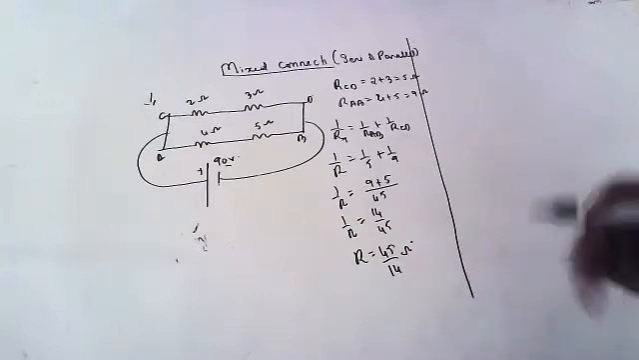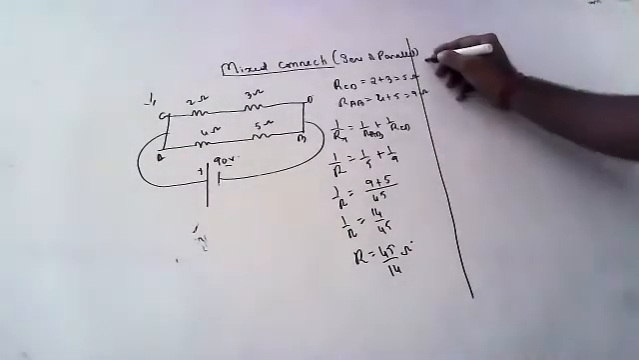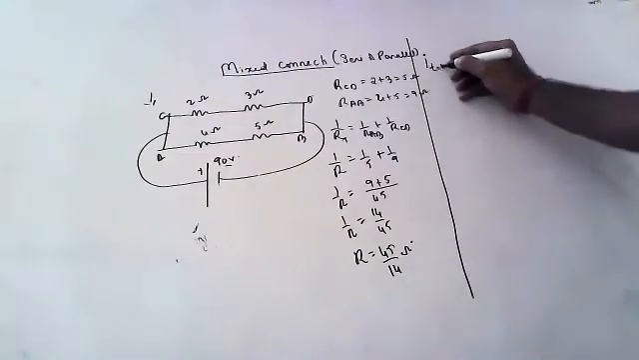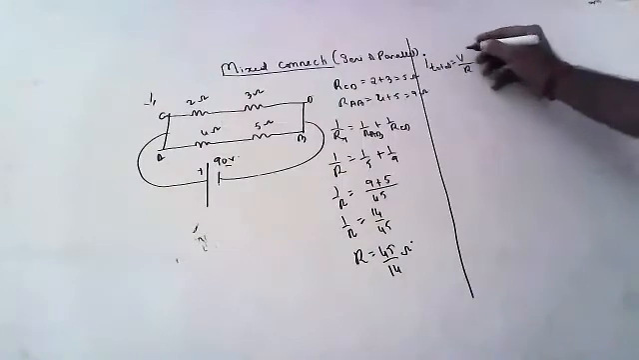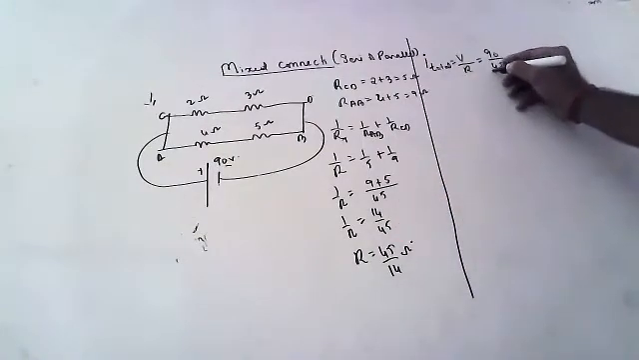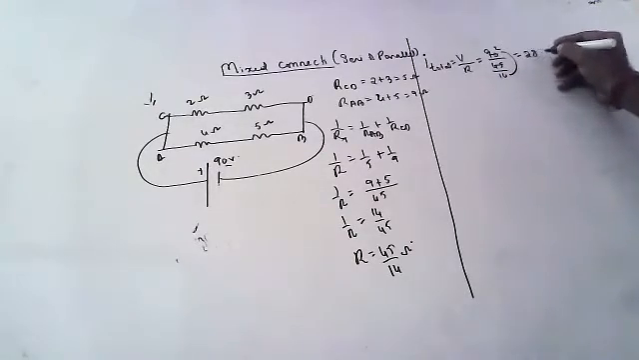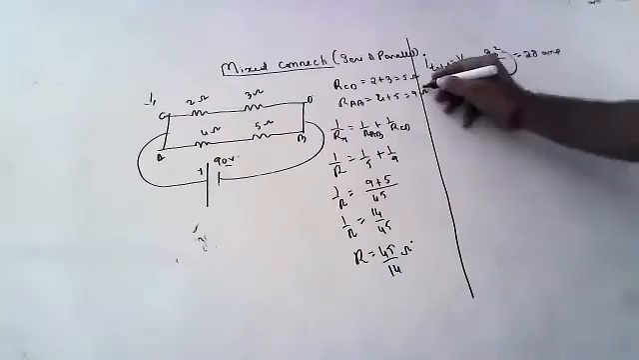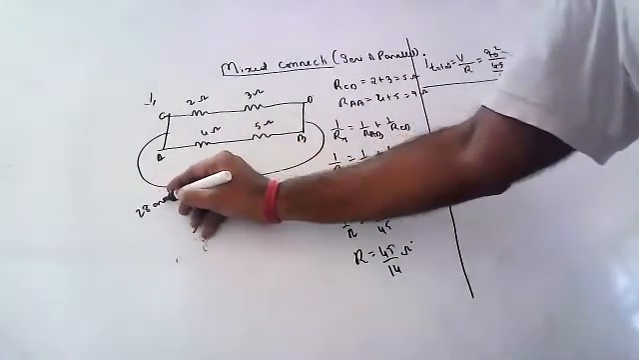Children, till now I found out only the total resistance. Now I will find out the total current. How to find the total current using Ohm's law? I is equal to V by R. V is 90, children. Resistance, how much did you get? 45 by 14. 14 goes up. So the answer is 28 amperes flowing in the circuit.